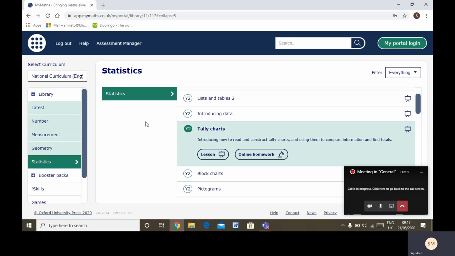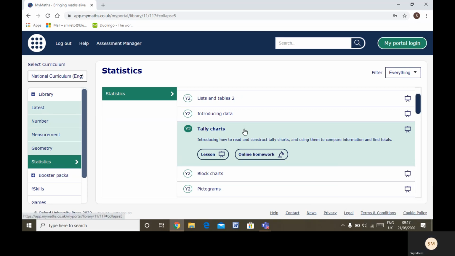Today we're moving on to a new topic. We're looking in the library at statistics, and the first couple of lessons are going to be a recap of Year 2 work, and then we're going to end the week with some Year 3 work. So, first lesson we're looking at is Year 2 tally charts. I hope you all know what a tally chart is, but if not, watch this video.